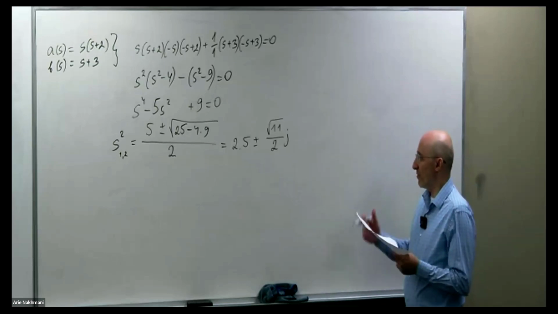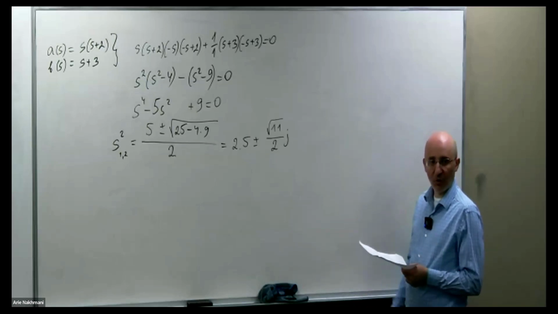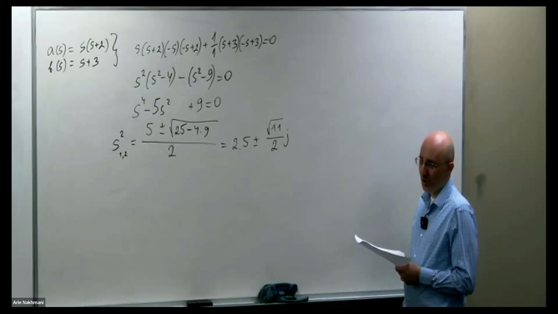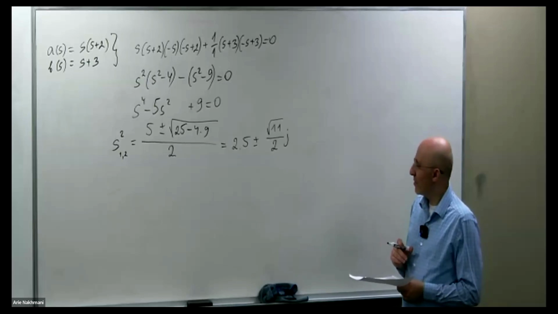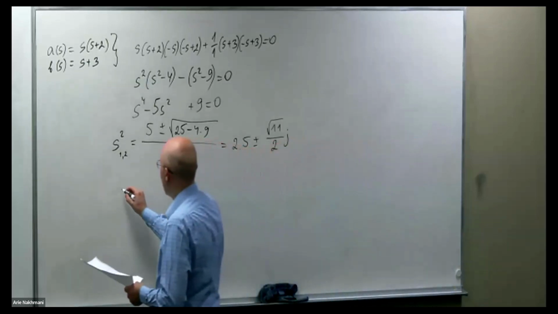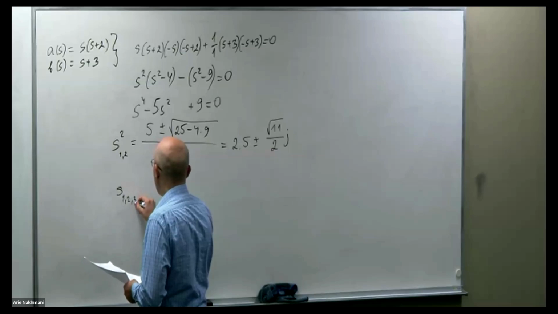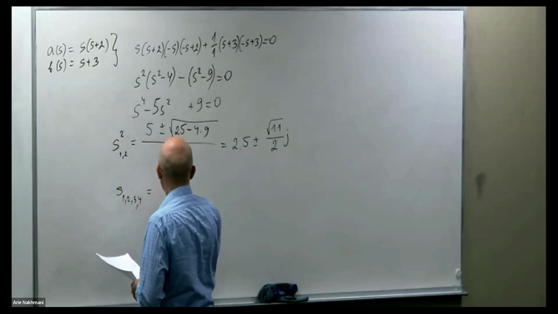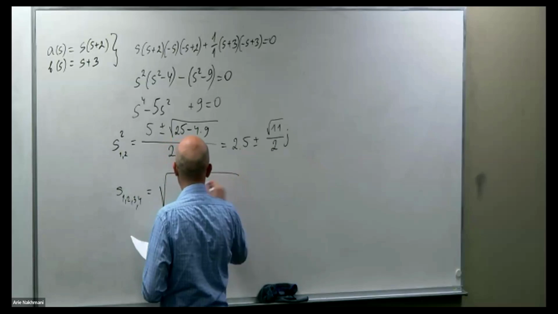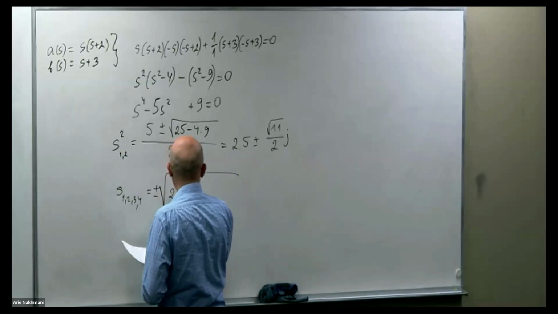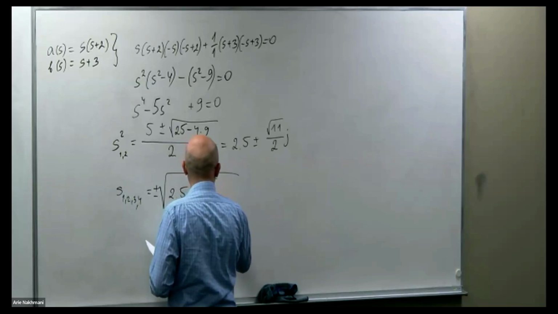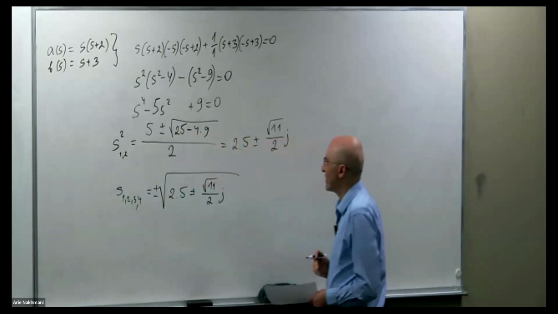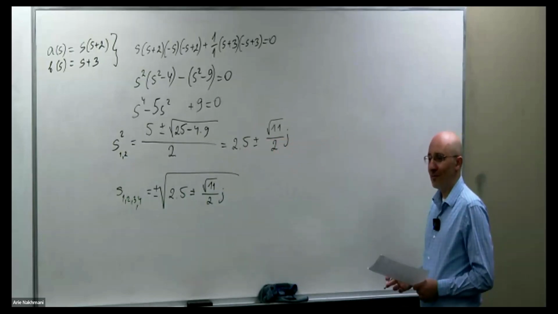Okay, but this is not the end of it, right? You need 4 different roots, because you need to choose only the stable ones out of 4. You have 4 roots for the 2 by 2 system. So s1, 2, 3, 4 will be equal to plus minus root of 2.5 plus minus square root of 11, that kind of thing. Now what?